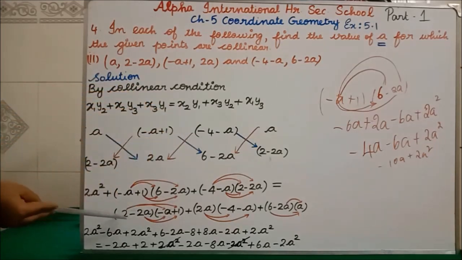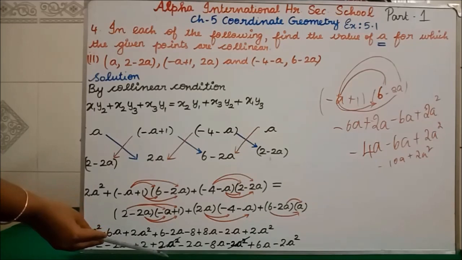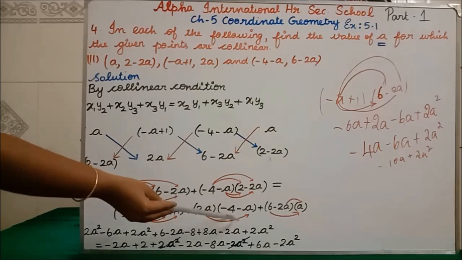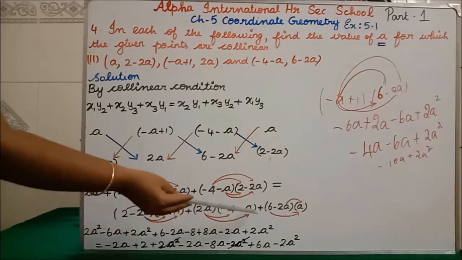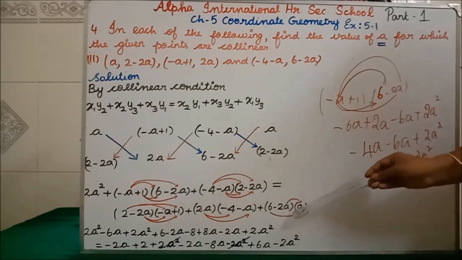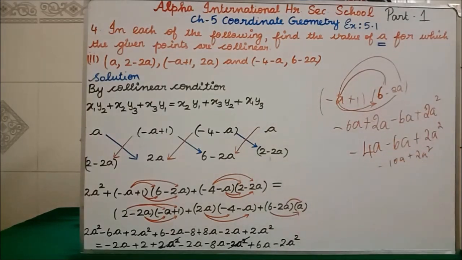Now equal to, my 2 into minus a is minus 2a. 2 into 1 is 2. Minus 2a into minus a is plus 2a square. Minus 2a into 1 is minus 2a. Then 2a into minus 4 is minus 8a. 2a into minus a is minus 2a square. Clear? Then next plus 6 minus 2a into a we are going to see now. 6 into a is 6a. 2a into a is minus 2a square. Like this only you have to multiply binomial into binomial. Remaining problems we will see now.